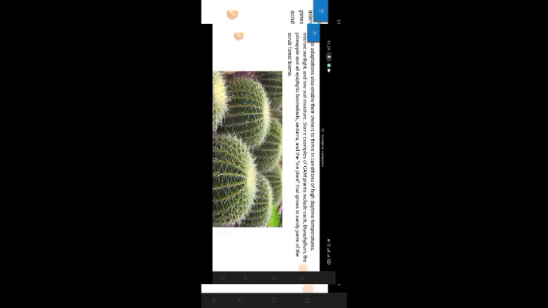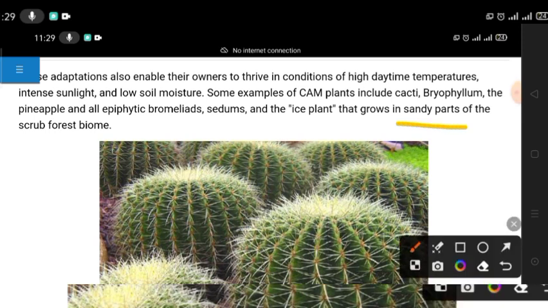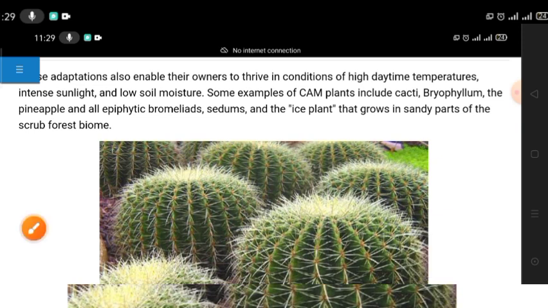The CAM plants, also known as desert plants, are mostly found in sandy areas, as they grow in sandy parts of the scrub forest biome because they can tolerate low water availability or water shortage, and they can tolerate high temperature and high light intensity. So that's why they are found in sandy areas most of the time.